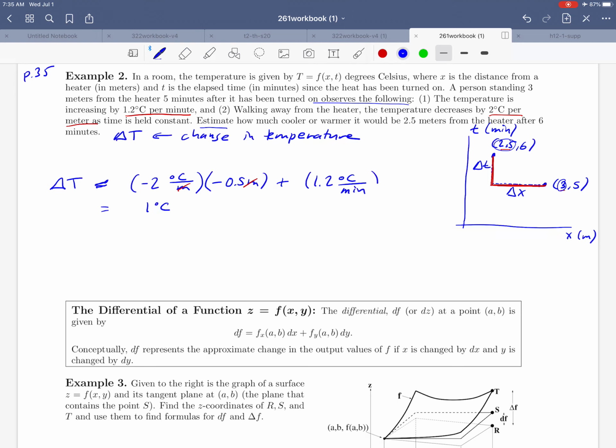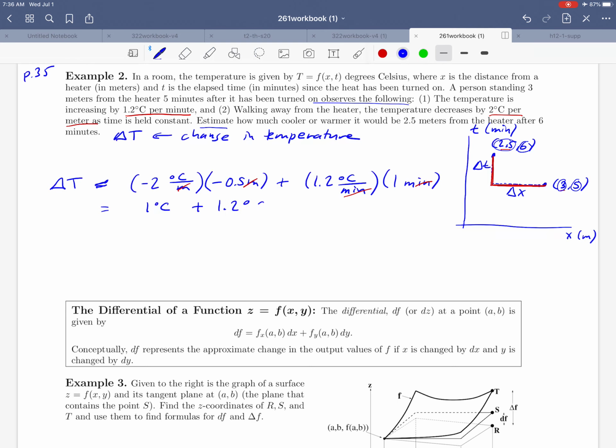per minute. And then the question is, how many minutes go by if we go from 5 minutes to 6 minutes? Well, that's a change in time of 1 minute. So we'll multiply those. Notice that the units cancel. And if we take 1.2 times 1, we're going to get 1.2 degrees Celsius.